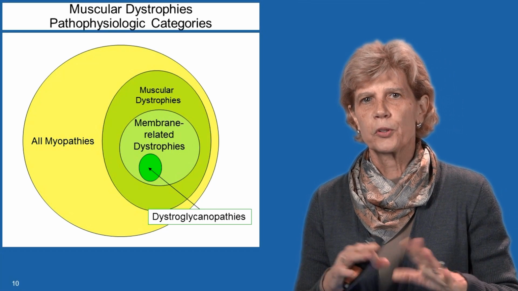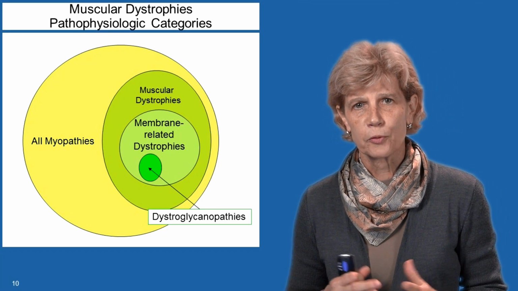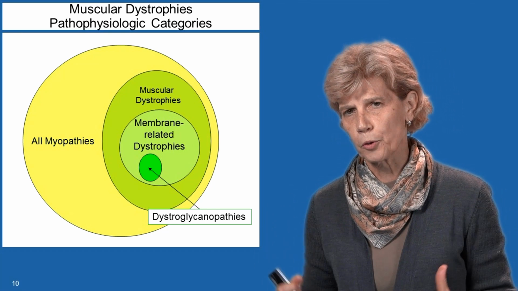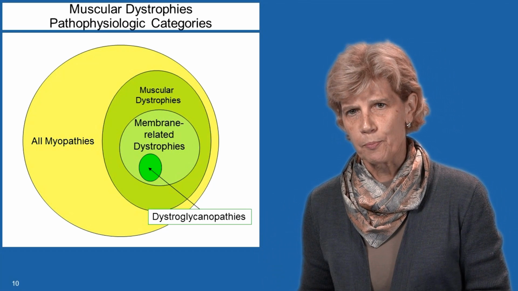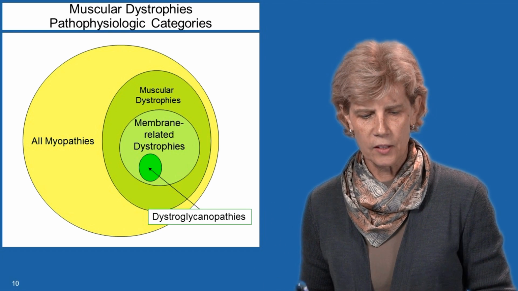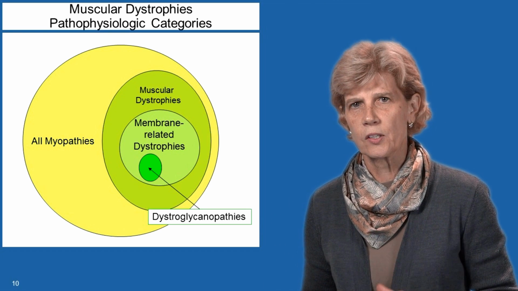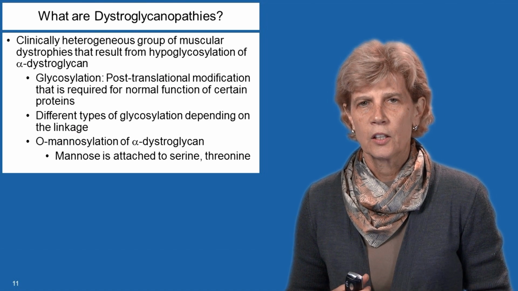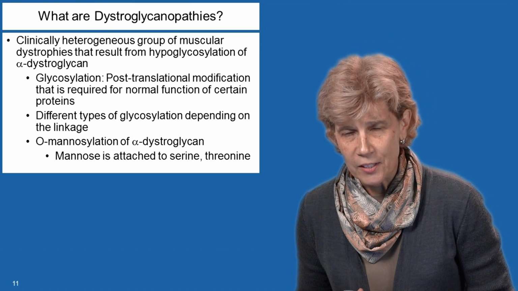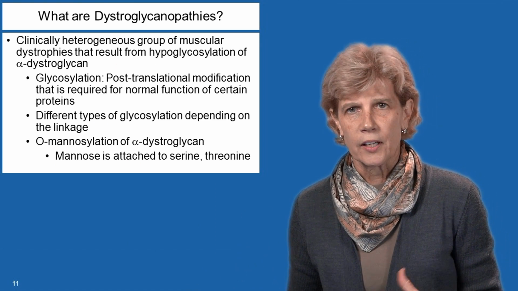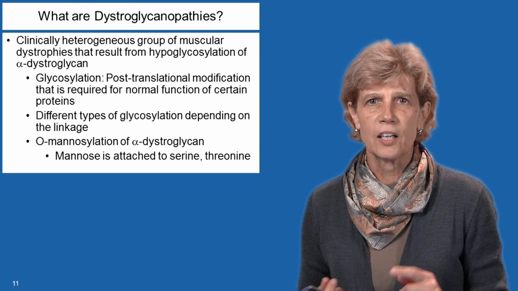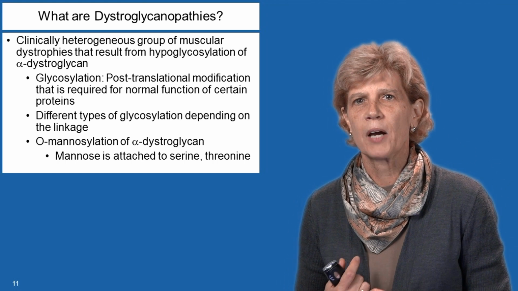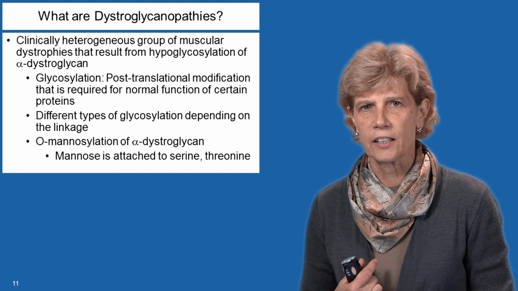So this is a Venn diagram way of recapping what I just said. There are all the myopathies. There's the group of the muscular dystrophies. There are the membrane-related muscular dystrophies, and then what we'll be focusing on for the rest of the lecture, which is the Dystroglycanopathies. So what are Dystroglycanopathies, aside from a very hard word to say that I keep stumbling over? They're a clinically heterogeneous group of muscular dystrophies that result from hypoglycosylation of alpha-dystroglycan.